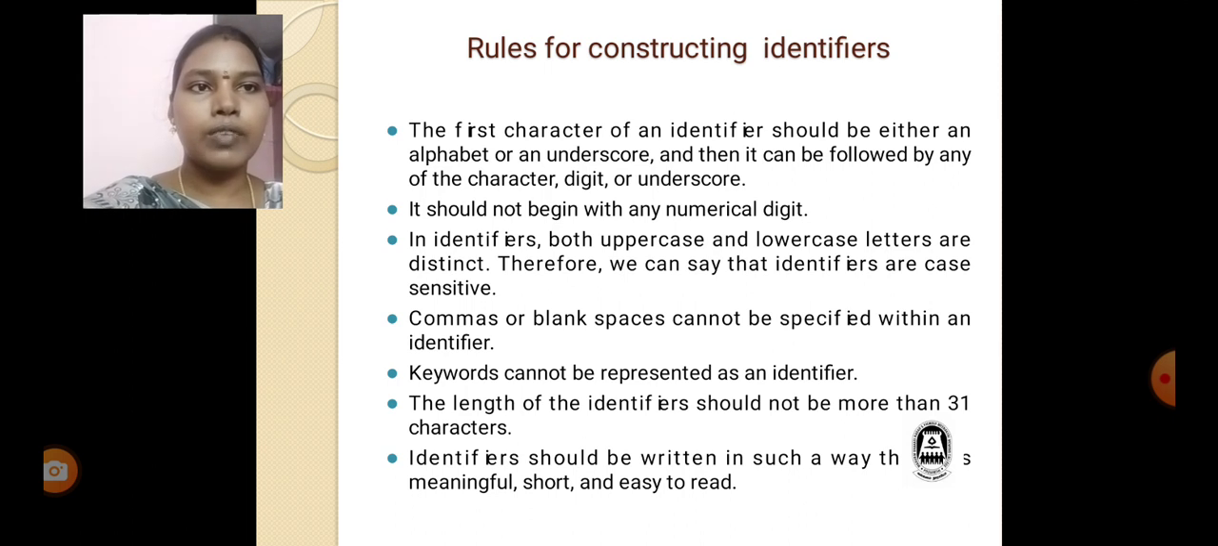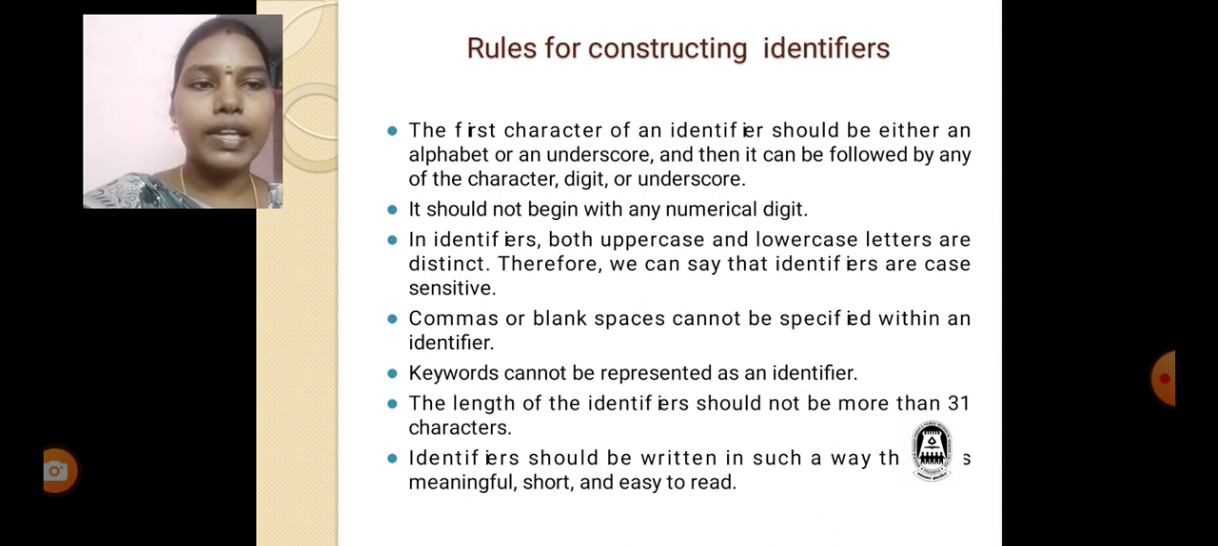So here are the rules for constructing identifiers. While giving the name of a variable, there are certain rules. The rules are as follows. First of all, the first character of an identifier should be either an alphabet or an underscore, and then it can be followed by any character, digit or underscore. So it is a combination of characters, digits or underscores. The first character should be either an alphabet or an underscore.